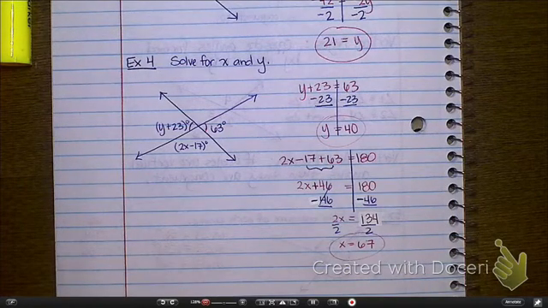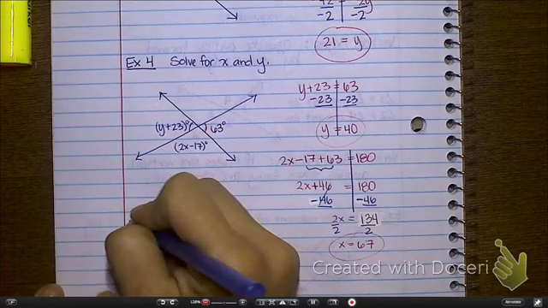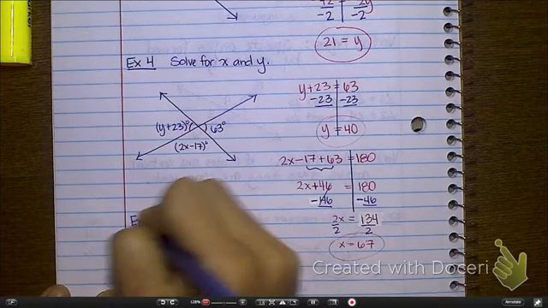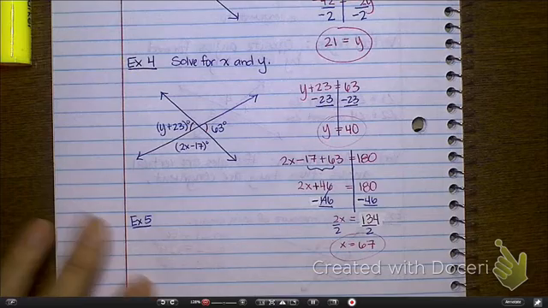Okay, so here's one that I want you guys to try. This will be the last one we do. I want you guys to work together in your groups to try to see if you can figure it out.